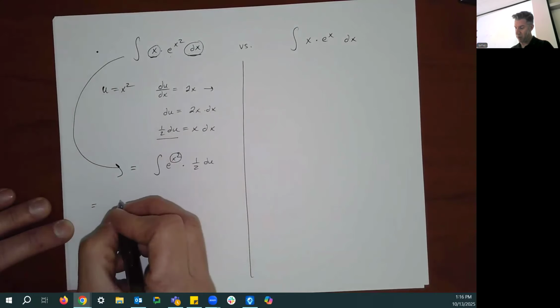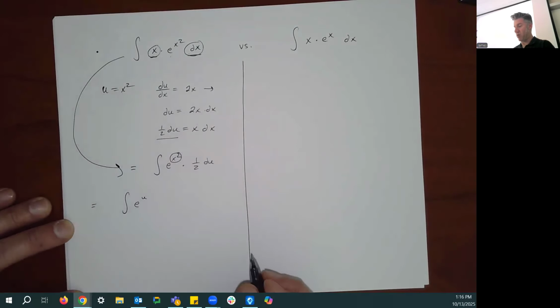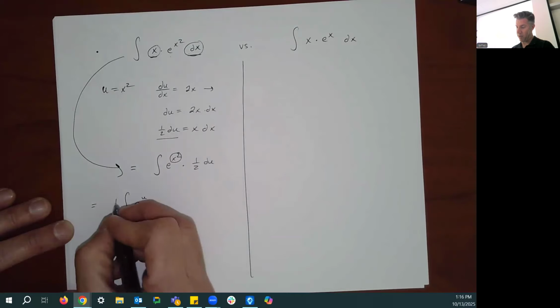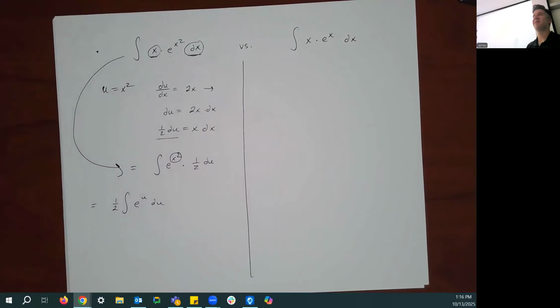So I'm going to rewrite this as the integral of e to the u times 1/2 du, but I'm going to write the 1/2 constant multiple out in front because it's convenient. You don't have to, though. If you want to leave that 1/2 inside, totally fine.